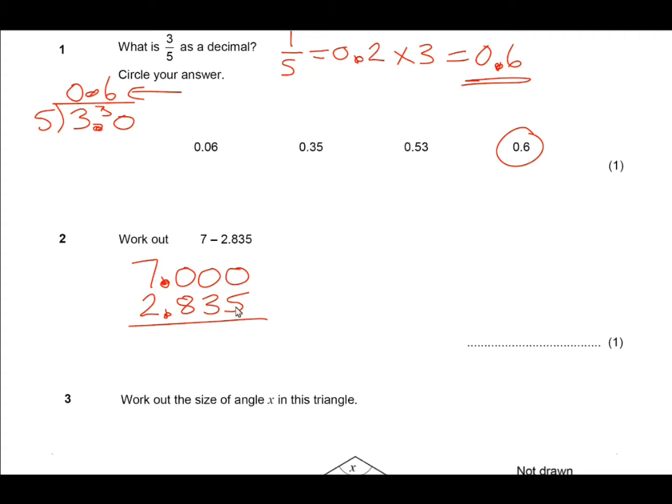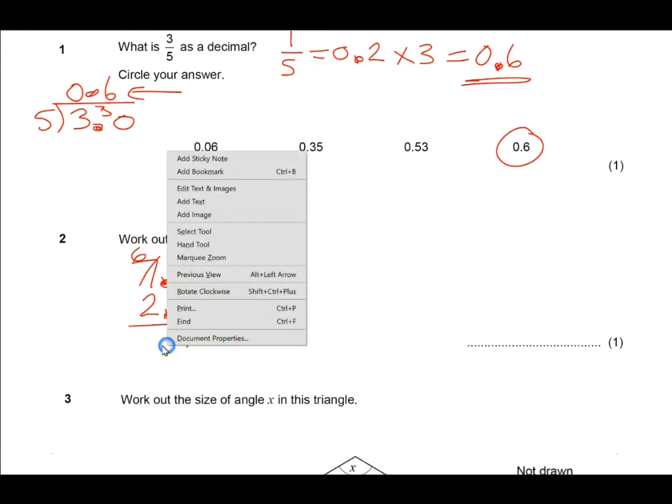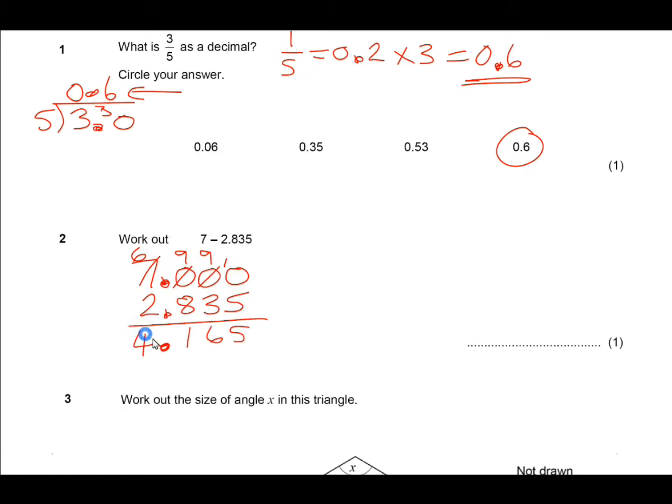So 5 from 0 doesn't go, we need to borrow one. We can't borrow from these zeros, so we borrow from the 7 and turn it into a 6. The other zeros become 9s, and this one becomes a 10. So 5 from 10 is 5, 3 from 9 is 6, 8 from 9 is 1, don't forget your decimal point, 2 from 6 is 4. So our answer is 4.165.